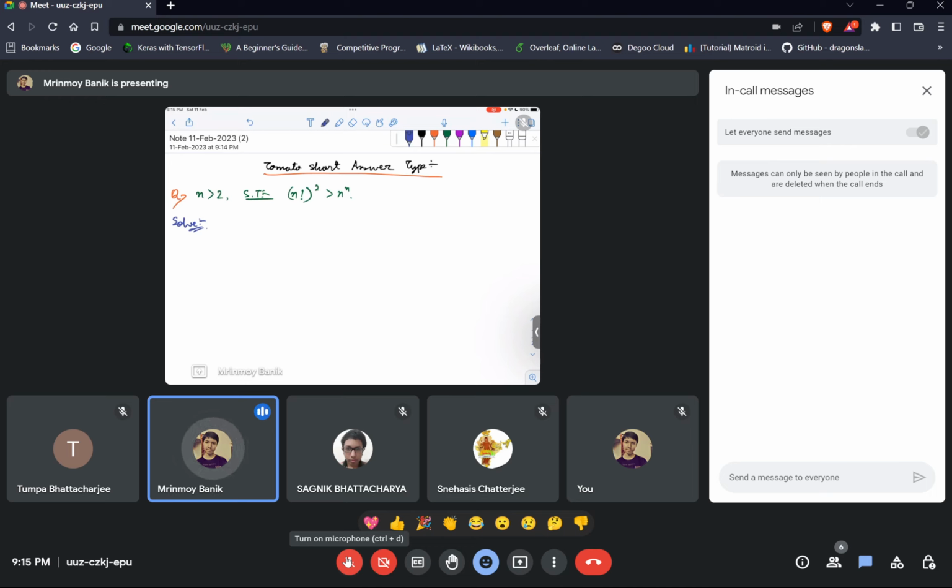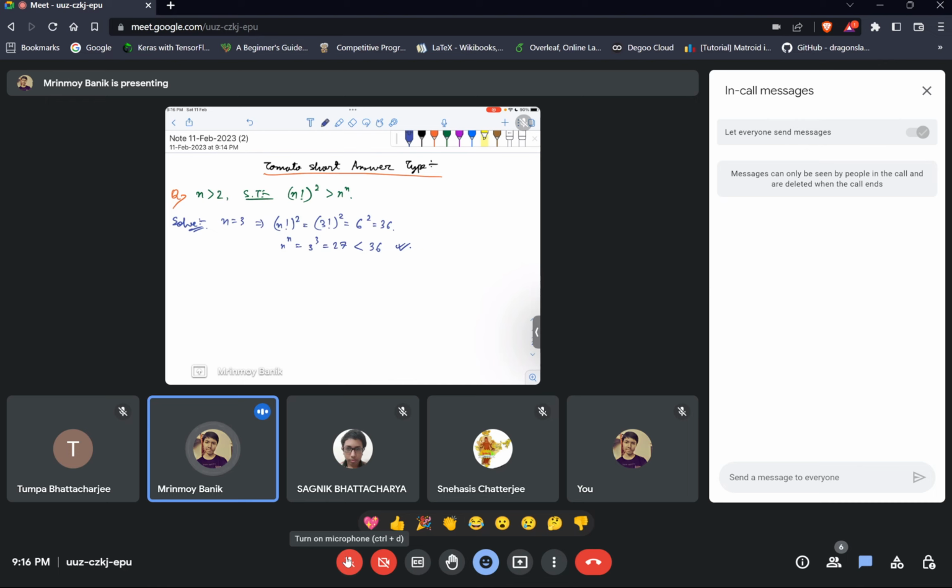As always, let's try and see smaller examples. For n equals, we can't take 2, so let's take 3. This gives (3 factorial) squared, which is 6 squared or 36. And 3 power 3 is 27. So 27 is indeed smaller than 36. So it holds. It looks like a very obvious induction problem.